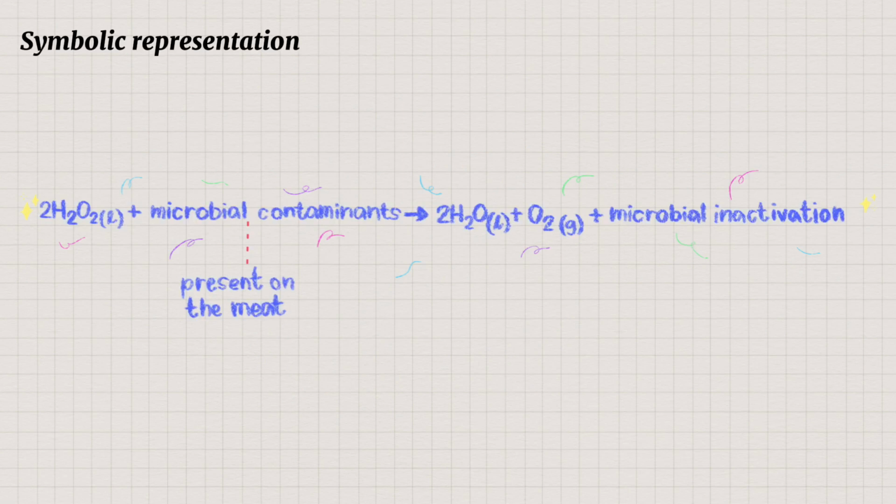Balancing this equation, we would have our balanced chemical equation for this redox reaction, which is 2H2O2, liquid, plus microbial contaminants present on the meat yields 2H2O, liquid, plus O2, gas, plus microbial inactivation. So that's what happens when we use hydrogen peroxide to disinfect.